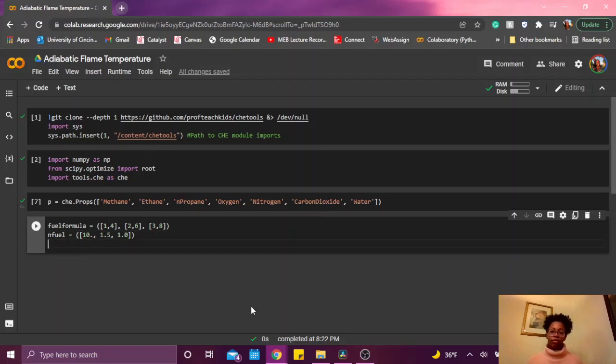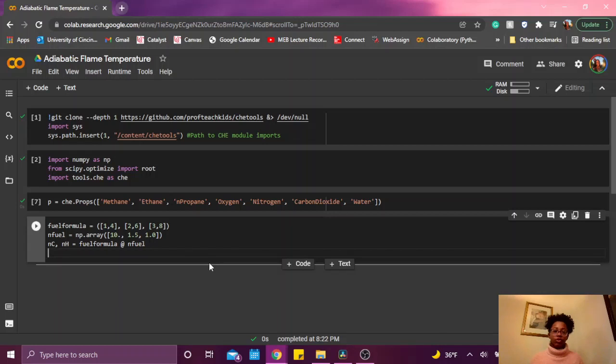And then to get the moles of carbon and hydrogen for each of these, we will simply create a dot product between these two matrices or arrays. So we can do the moles of carbon and the moles of hydrogen is equal to fuel formula at N fuel.